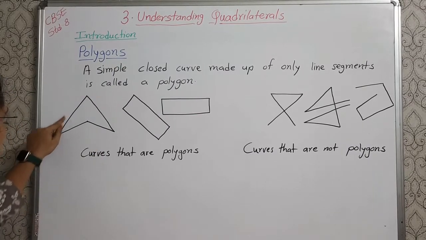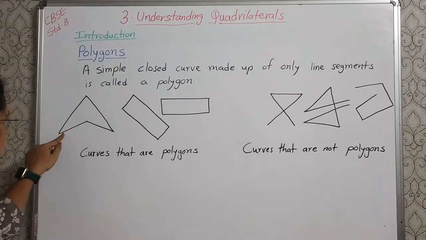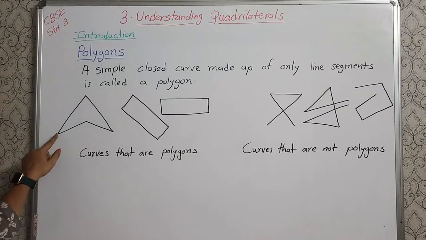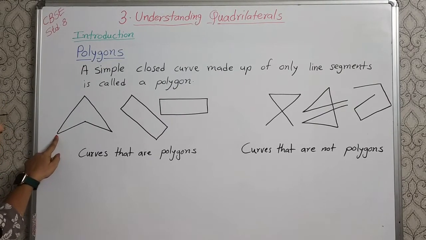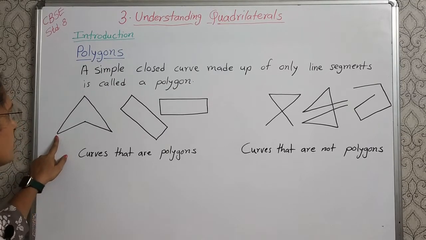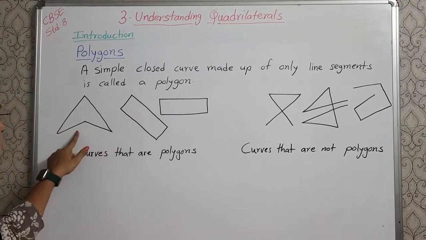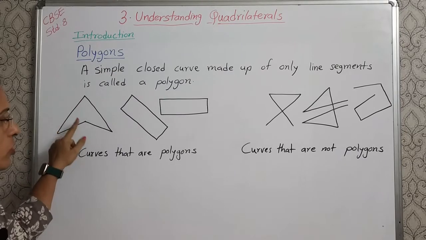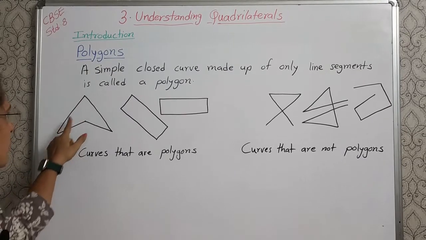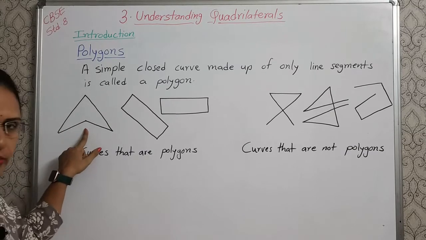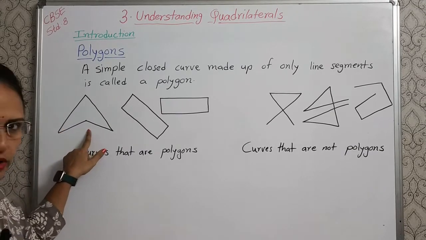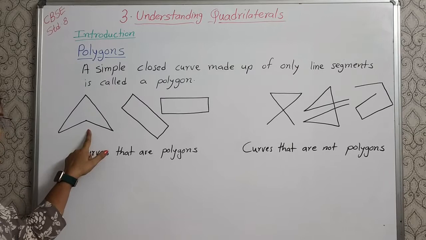If you start from here, then you will go here, come here and you will complete the figure. So again the starting and ending point will be at the same point, and we don't know exactly where it starts. So it is a closed curve. This is a simple and closed curve, and this is made up of line segments. So here these are 4 line segments. So this is a polygon. This figure is called a polygon.